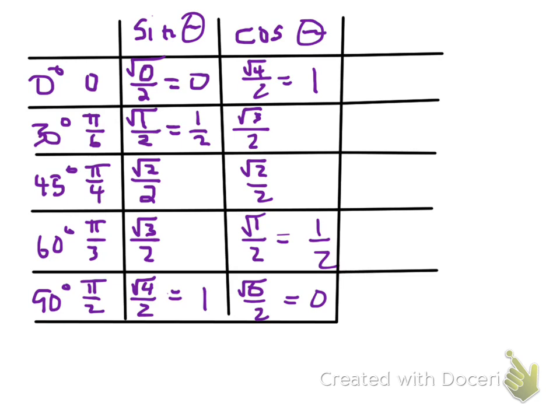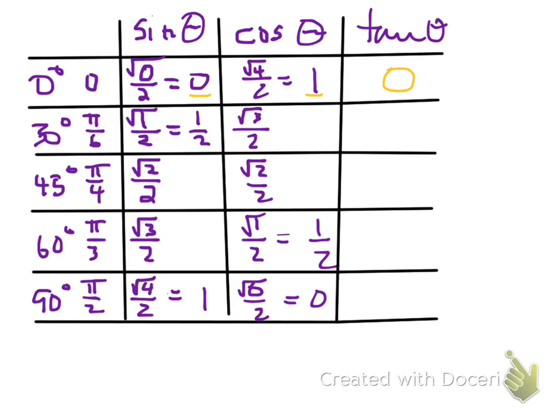So we can take these 5 values and we can use them to build everything. Because if we know sine, cosine, and tangent, then you just reciprocate it to get the cosecant, secant, and cotangent. What's 0 divided by 1? 0 divided by 1 is 0.